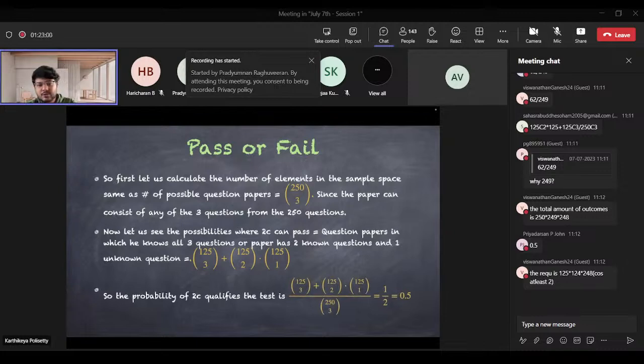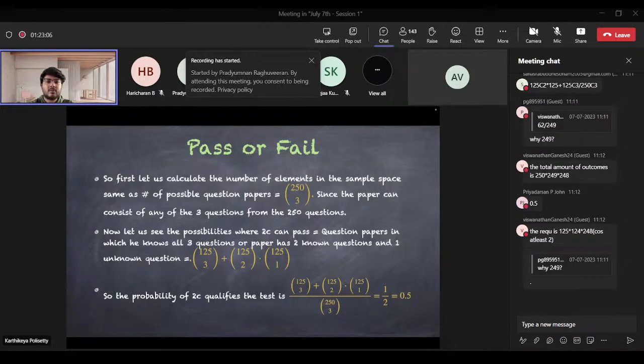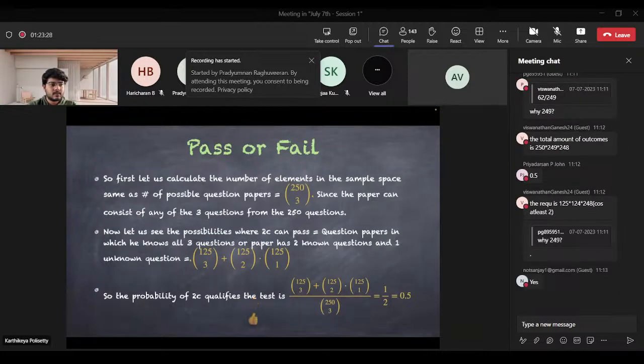So the probability of 2C qualifying the test is the favorable cases upon total number of cases, which is 1 by 2, which is 0.5. So is this clear? Is everyone with me? Is this clear? Yeah, good to go.